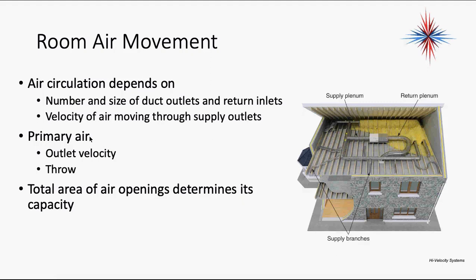The total air openings determine its capacity. So again, if I have a system with just one supply branch in every room, it has a lower capacity. If I have 2 or 3 in every room, it has a higher capacity. So we base this on the size of the rooms. As we start talking about blueprints, it's going to become very important to be able to figure out how many supply branches you have to have in each room. Again, that's why I do this first before we go into blueprints.